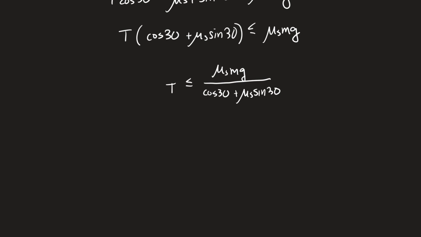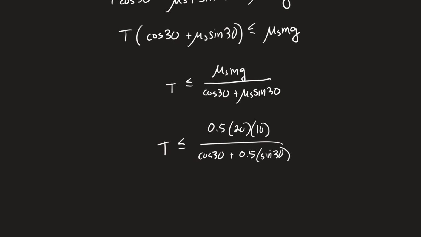Now, yeah, you could go ahead and put your 0.5 and your 20 and your 10 and divide by cosine 30 plus 0.5 times sine 30. You can put that in there if you're desperate to get an answer. That will give you how big the tension needs to be.